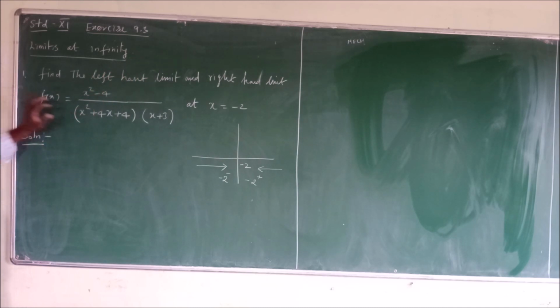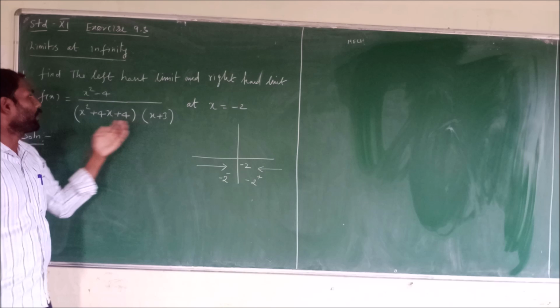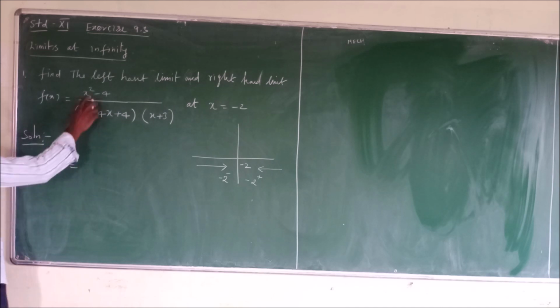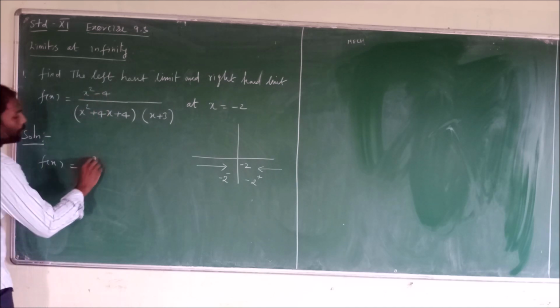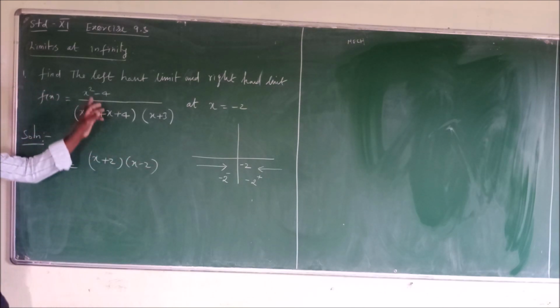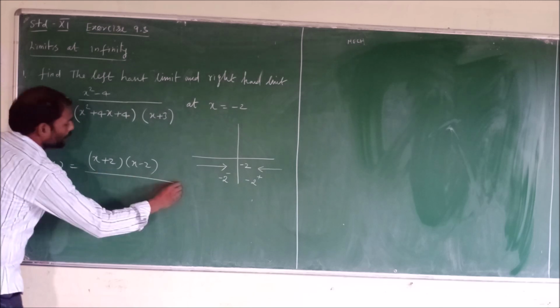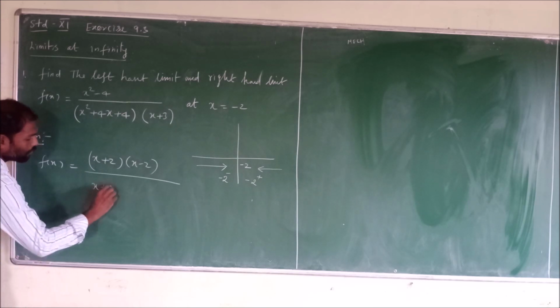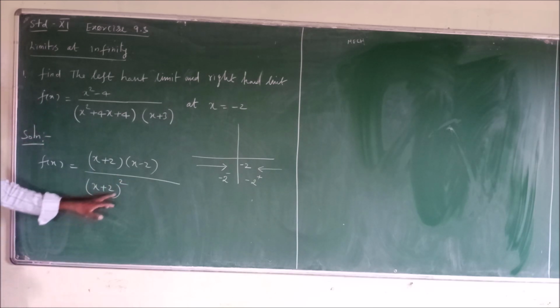First we have to factorize the given function and eliminate the common factor. After that we find the left limit and right limit. The factorization of f of x: the numerator x squared minus 4 is a squared minus b squared form, so it factors as (x plus 2) into (x minus 2). The denominator x squared plus 4x plus 4 is (x plus 2) whole squared.